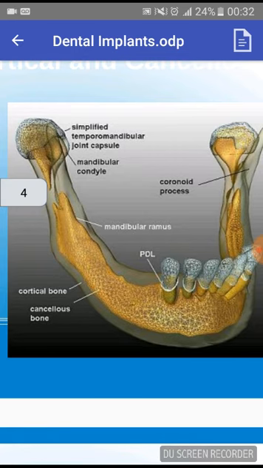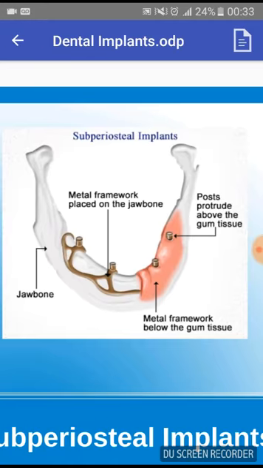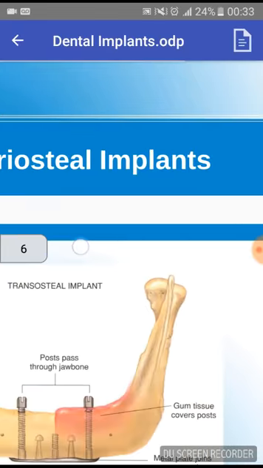Subperiosteal, it lies beneath the periosteum, but it overlies the cortex. So it doesn't penetrate as deep as the endosteal. Transosteal is where the implant actually penetrates two of the cortical plates, 1, 2 here. So this is an example of a subperiosteal implant, as you can see here.